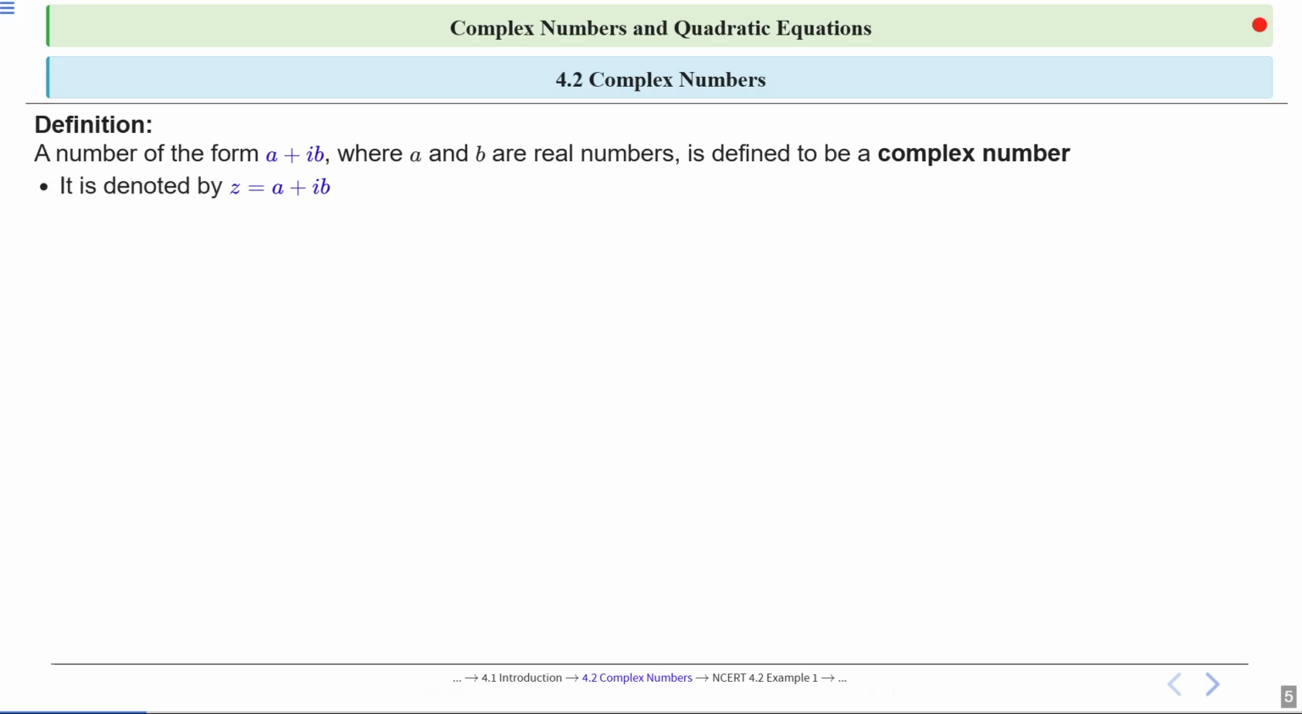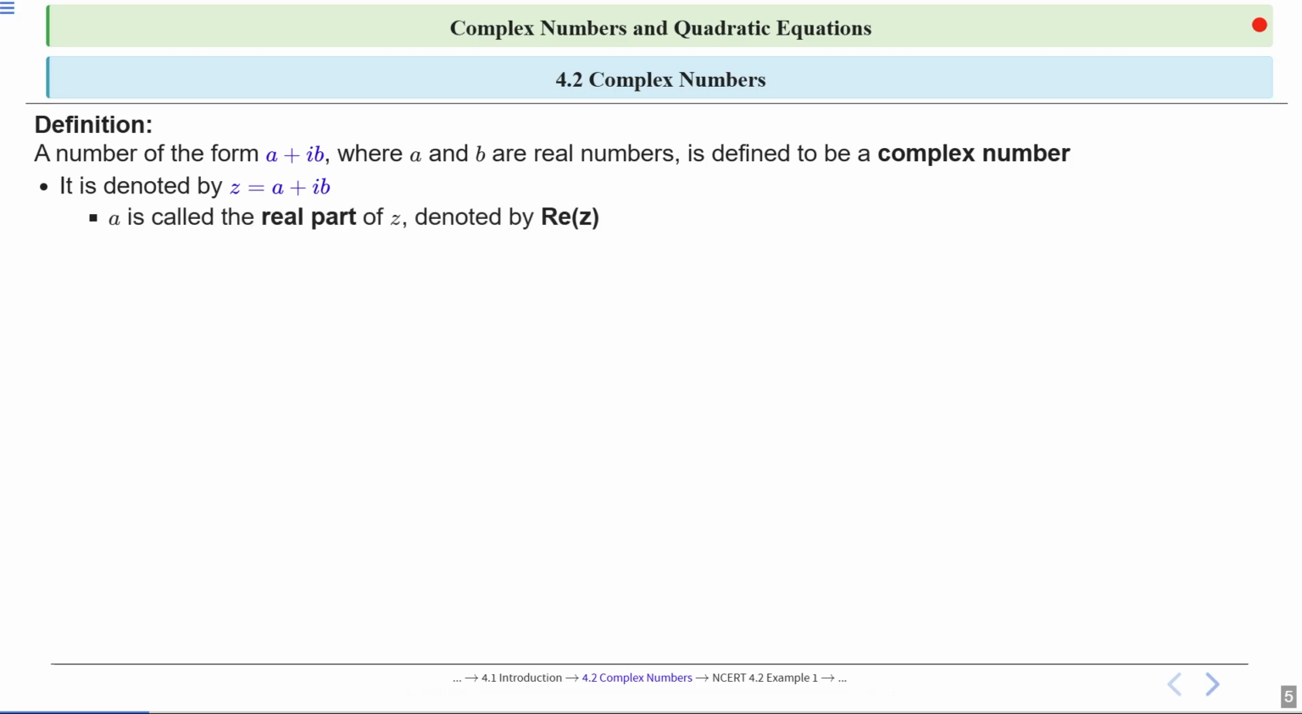We usually use the letter z to represent a complex number. So, we write z equal to a plus iota times b. This notation helps us keep track of both the real and imaginary parts in one expression. Let's break down what each part means.